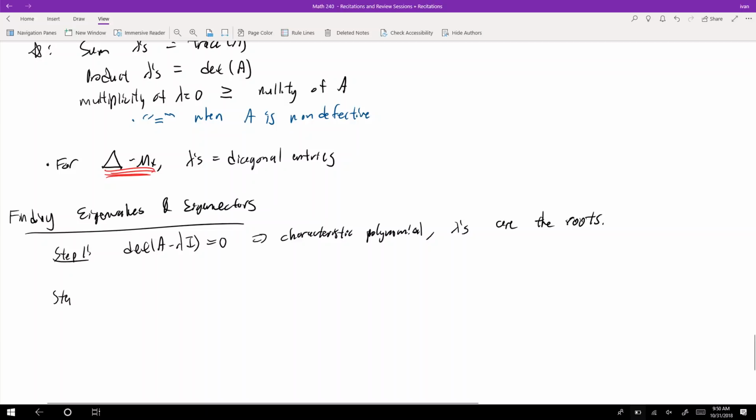Step 2: for each unique lambda, find v such that A minus lambda I times v is equal to 0.